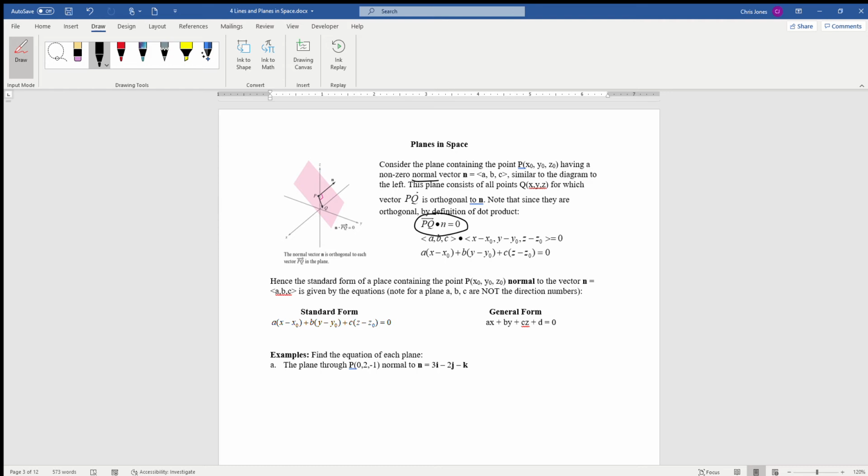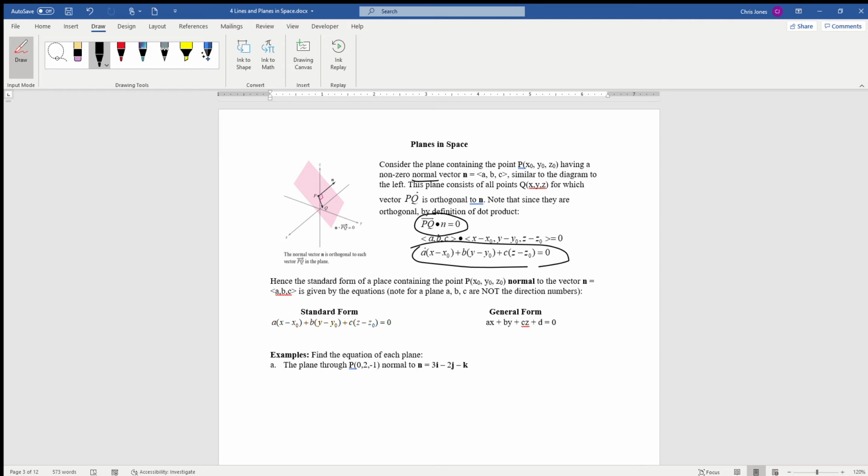Now PQ is the difference, terminal minus initial. So x, y, and z are any points, so that's how we get x minus x naught, y minus y naught, z minus z naught. And when we dot those together, we get this equation of a plane. All right, so that's going to be our general form or standard form of an equation in a plane. If we distribute a, b, c, and then solve for getting all the variables on one side and the constant to the other side, that's our general form.